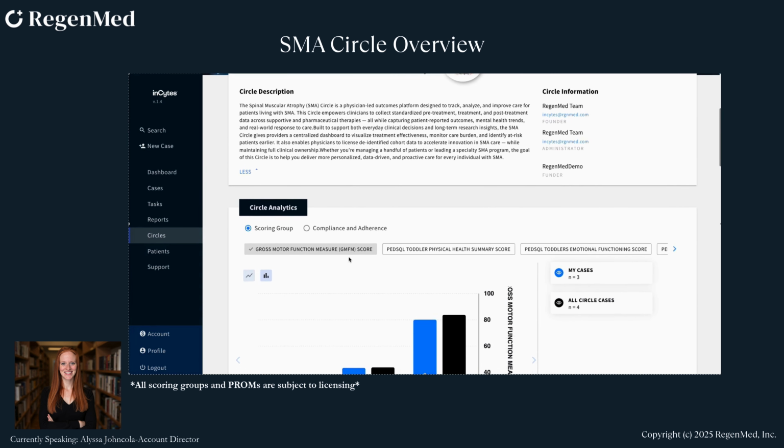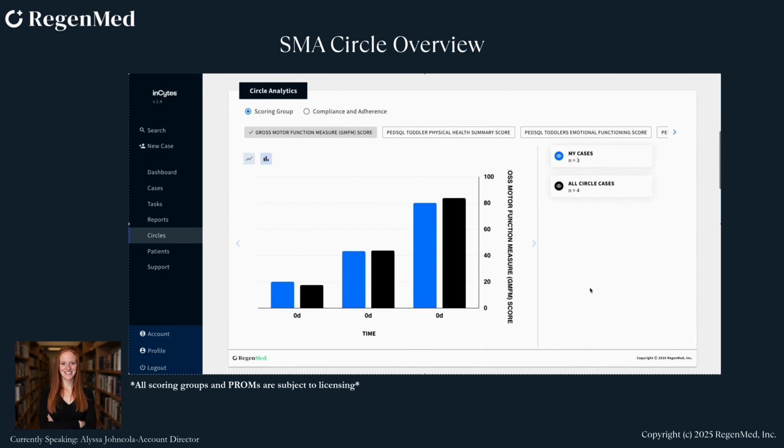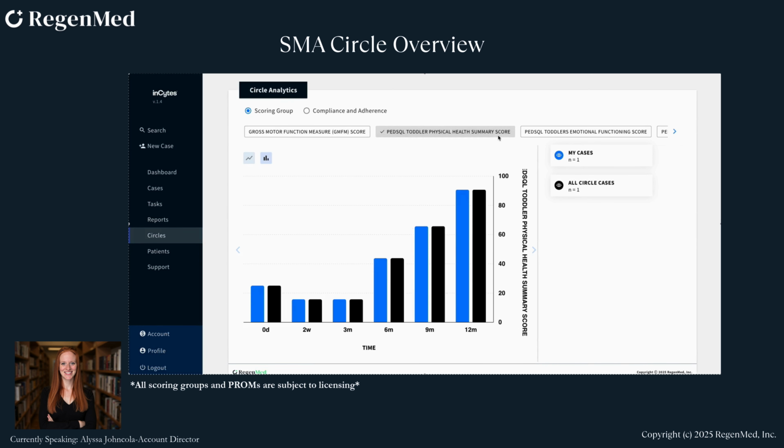As we scroll down, we see our Circle Analytics section, which contains scoring groups and compliance and adherence. The scoring groups are formulas that take numerical data from the surveys and calculated data output. These include patient-reported outcome measures or PROMs, which are captured in patient surveys. Scoring groups, however, are not restricted to PROMs. In this circle, you can see there are additional measures that have been calculated with the survey information, like the weekly dose of the pharmaceutical treatment.